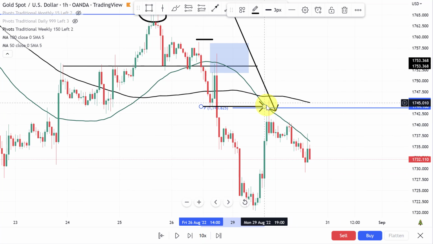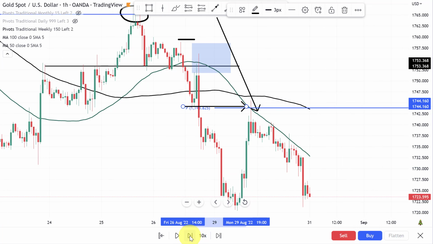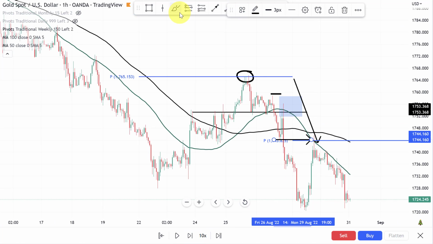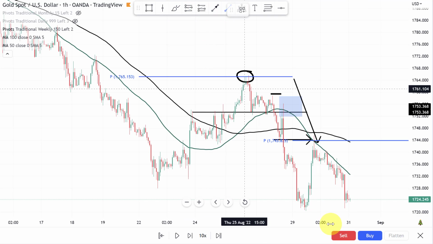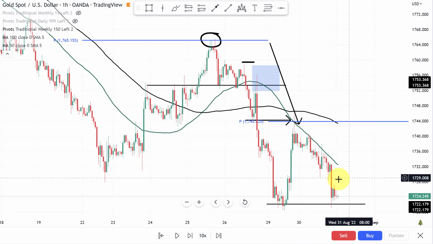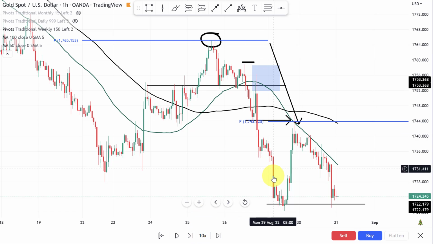You can see the 50 is back below the 100 period moving average, more bearish signals. You can see we are trading now almost back into the previous low. Bearish overall, I would say, very strong bearish phase.